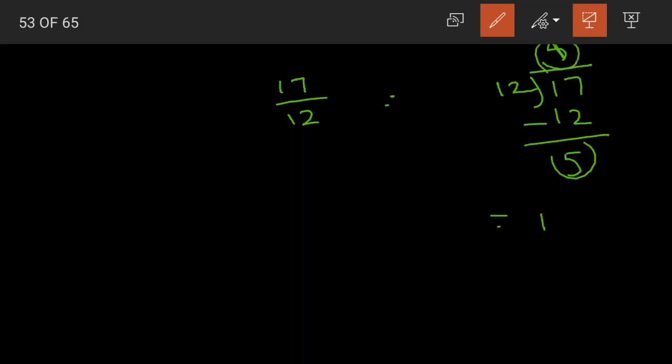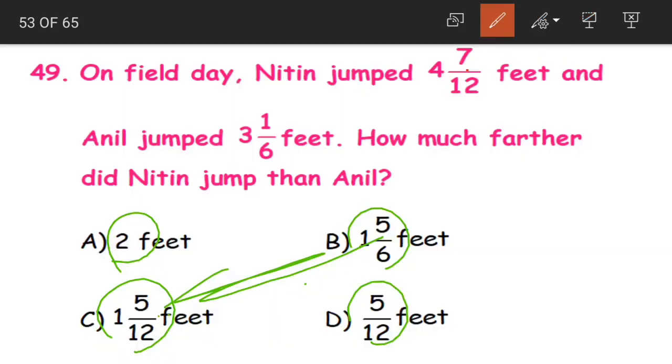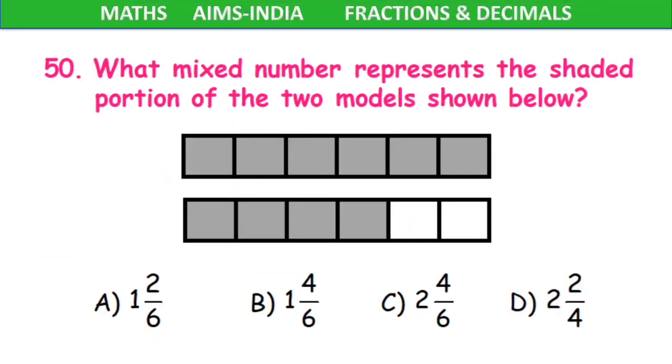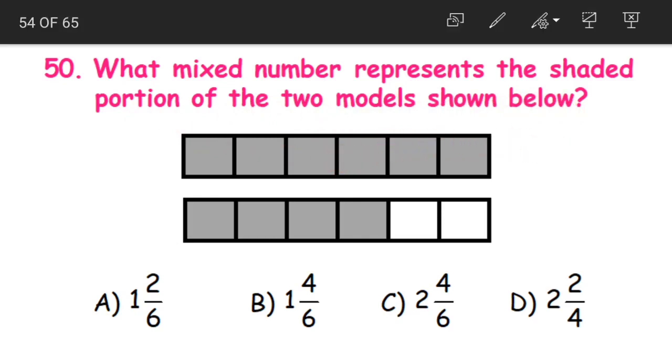The quotient 1 becomes our whole number, remainder 5 becomes our numerator, and the divisor 12 becomes our denominator. So 1 5 by 12 is our answer. That is our option C. So 1 5 by 12 feet is our answer. I hope this is clear. Next question 50. What mixed number represents the shaded portion of the two models shown below?